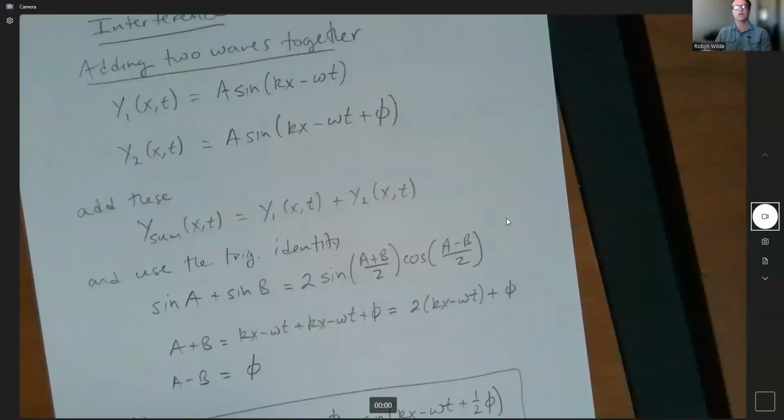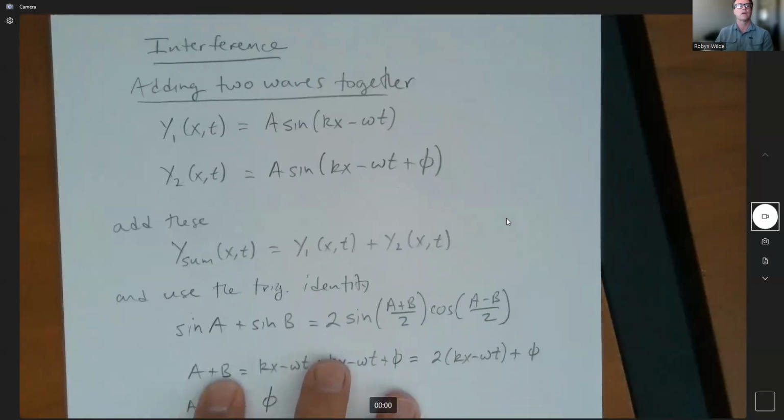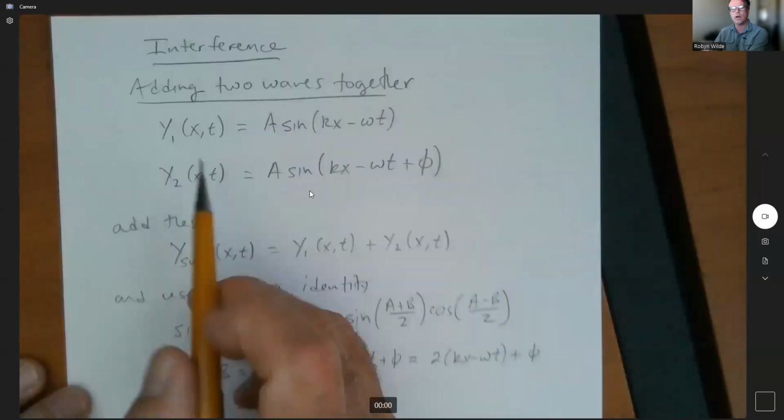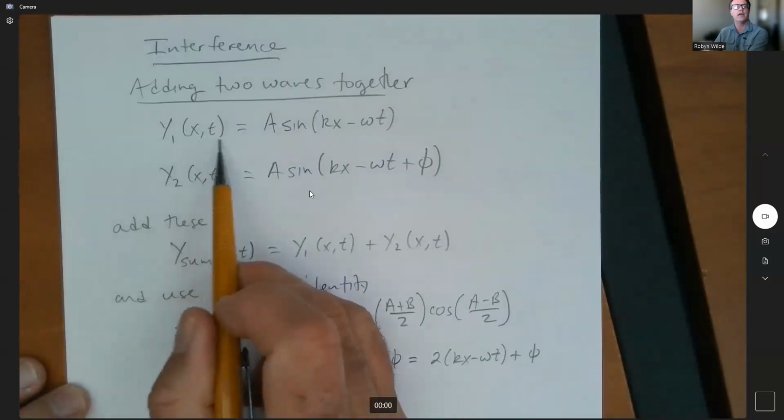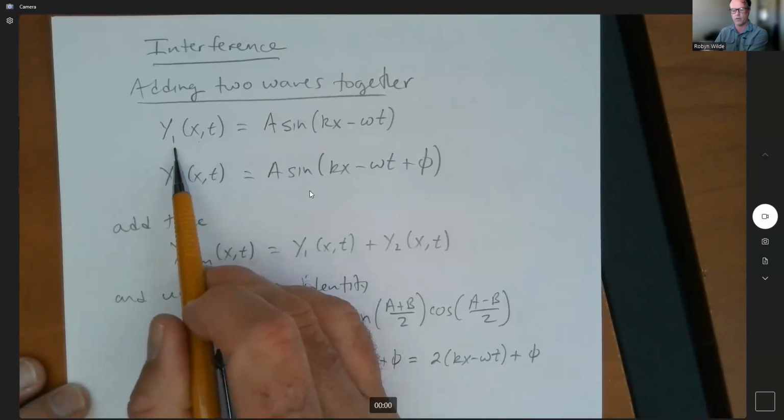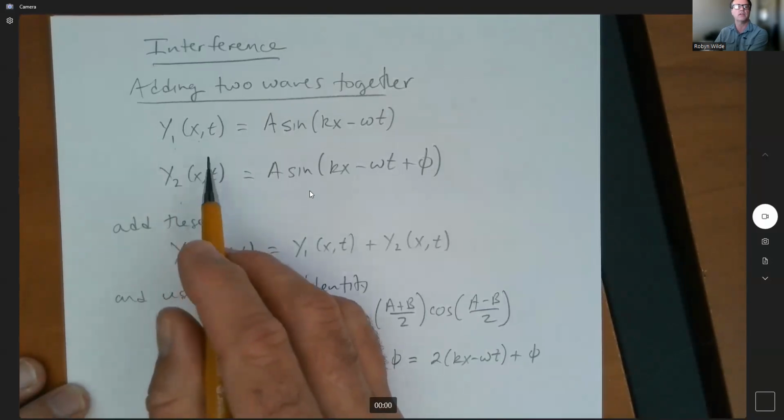And what I'd like to show here is the mathematics of adding two waves together. So let's take a look here. I've got two waves, and I represent them by my y wave functions, right? So I have y1 and y2 of x and t.